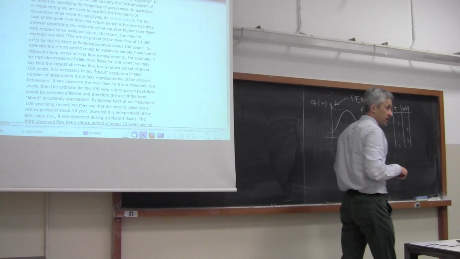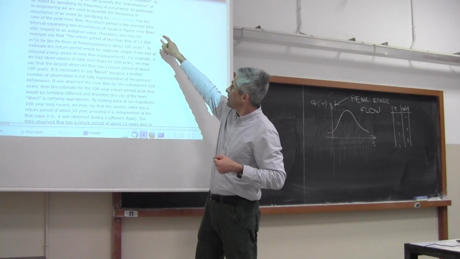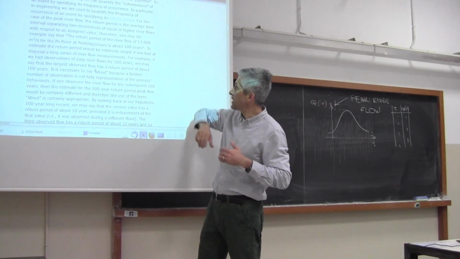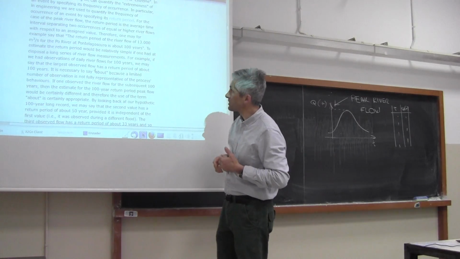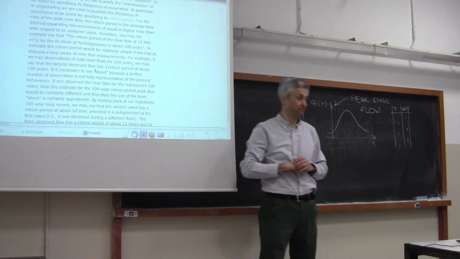So it's the average time. Let's read again. The average time interval separating two occurrences of equal or higher river flow with respect to an assigned value. And here there is the example of the Po River.